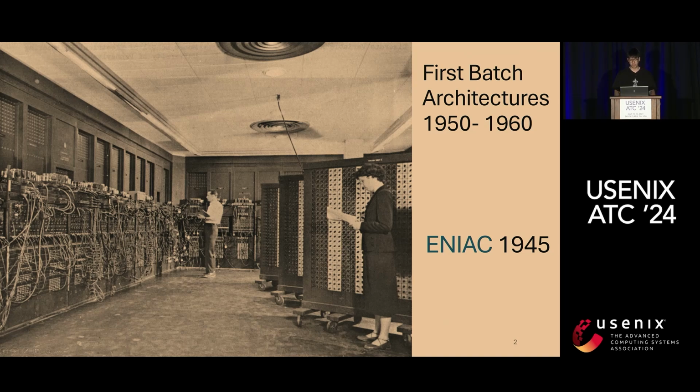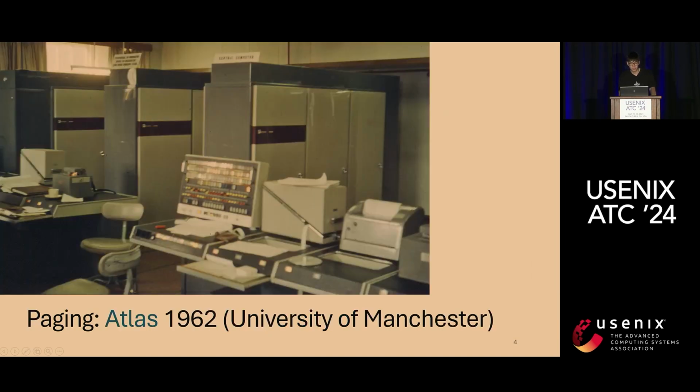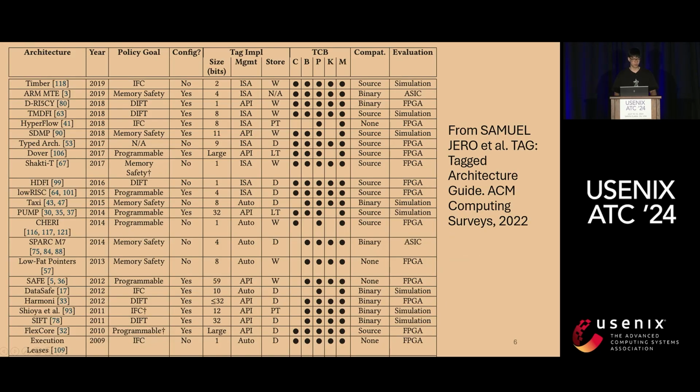The first computer architectures were batch machines, which executed one program at a time. In 1961, the Burroughs B5000 introduced segmentation. The next year, 1962, paging was introduced by the Atlas Computer. Since then, for over 4 decades, a range of user-level and kernel-level projects explored the possibility of providing practical and low-overhead isolation. Here's the list, quite a few of them.